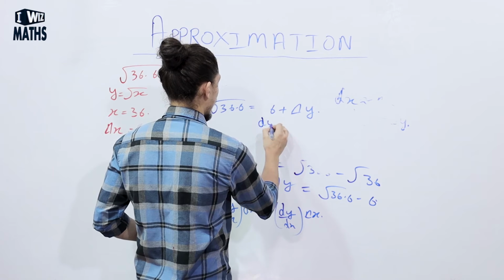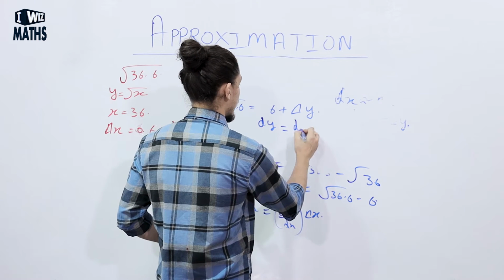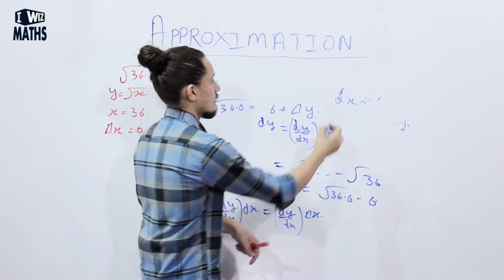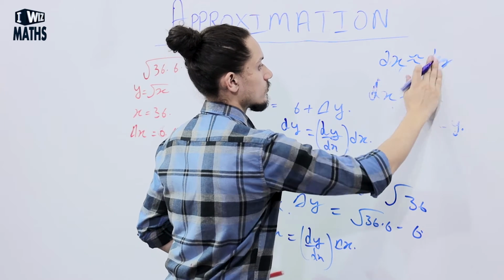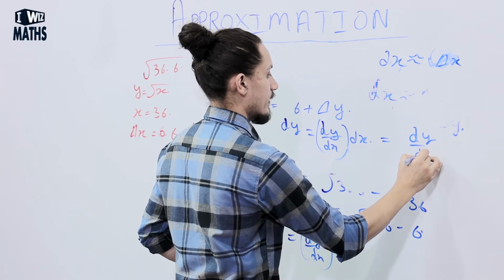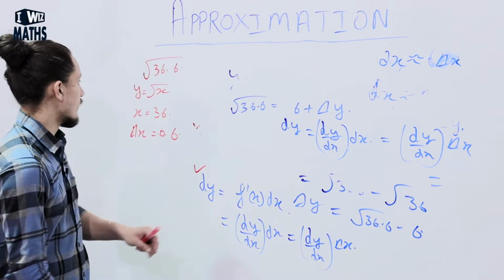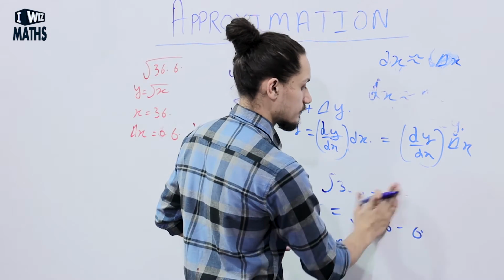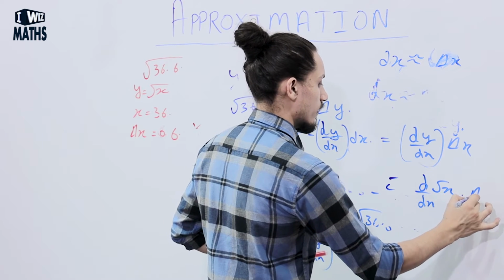Now we know dy is equal to f dash x into dx. f dash x means dy by dx into dx, and dx is approximately equal to delta x. So we can write it as dy by dx into delta x, which is equal to, now f dash x, that is dy by dx, y we had assumed under the root x, so I can write it as d by dx of under the root x into delta x.